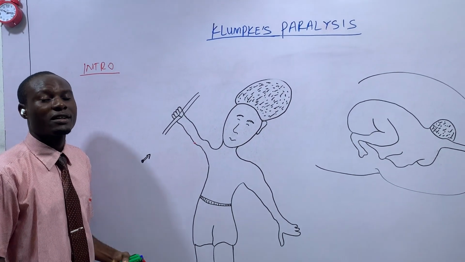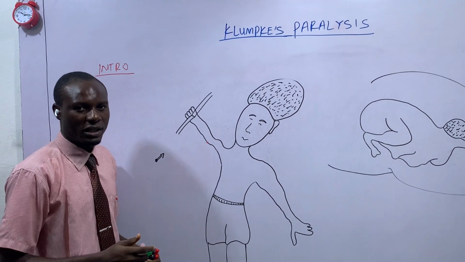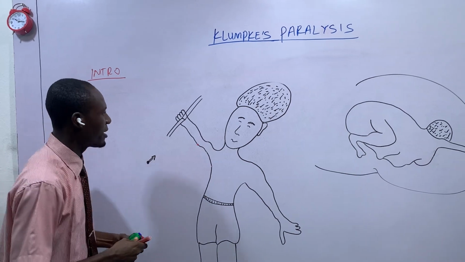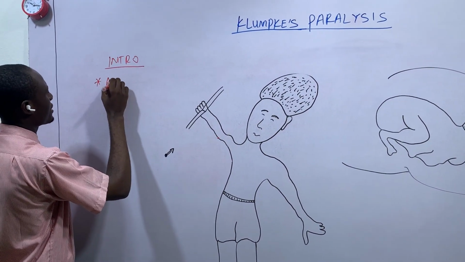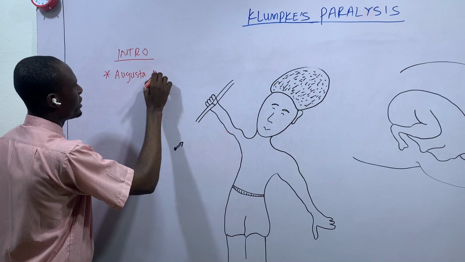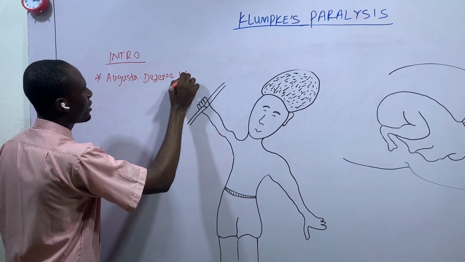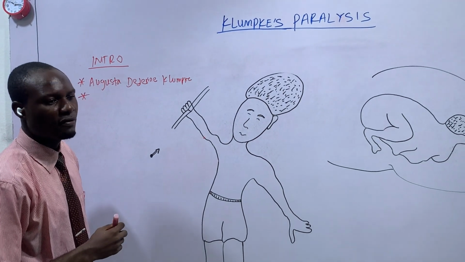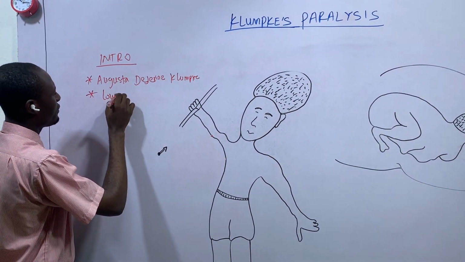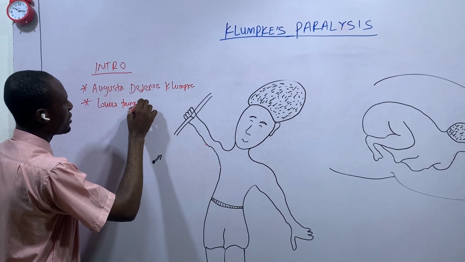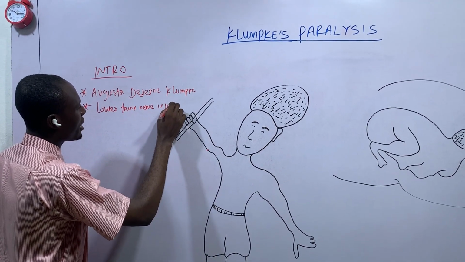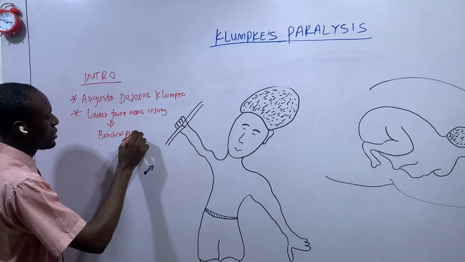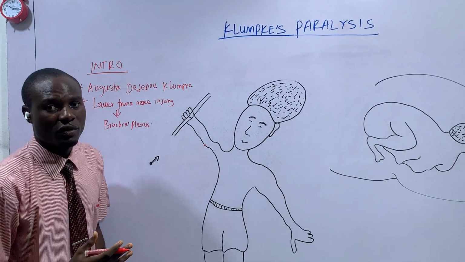So Klumpke's paralysis was first described by an American-born French neuroanatomist, Augusta Klumpke. So it is a lower trunk nerve injury of the brachial plexus.